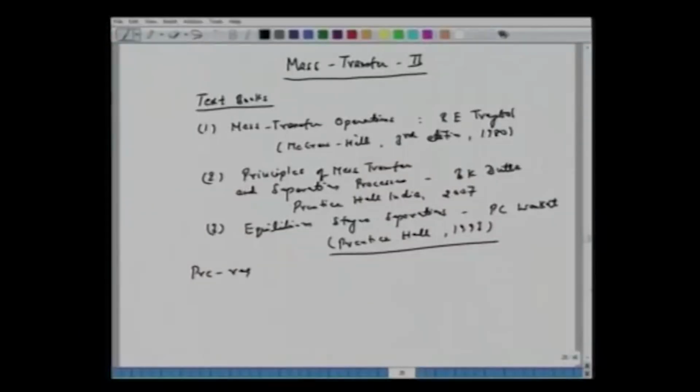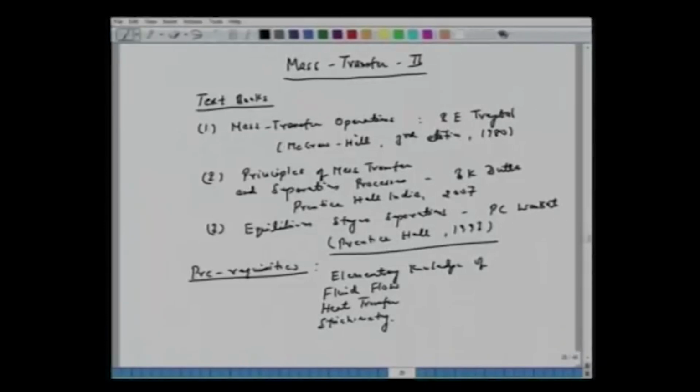As we said, let's note down the prerequisites for this course. This is a third year level course. That means you should have elementary knowledge of fluid flow. I'm sure most universities have at least one course at the second year level on fluid flow. Heat transfer also, maybe second year level, or at least at the third year level. In chemical engineering, this is the first course on stoichiometry in most universities, or chemical engineering calculations.